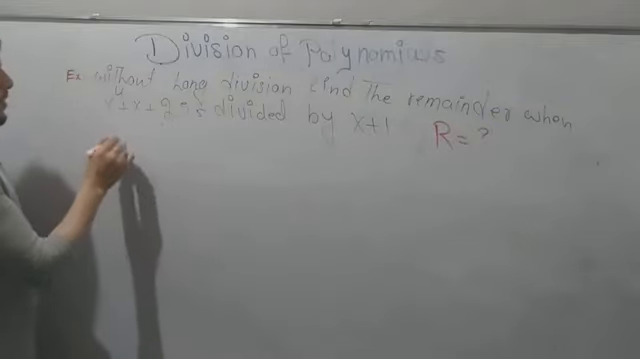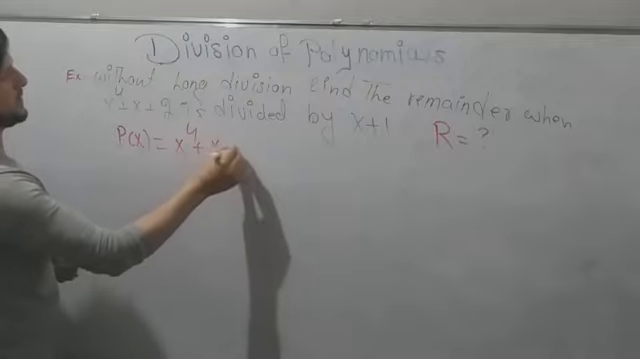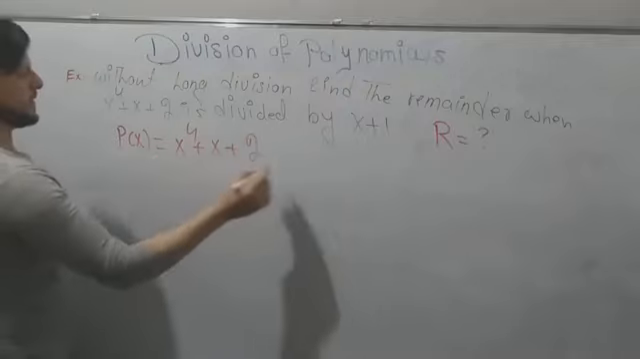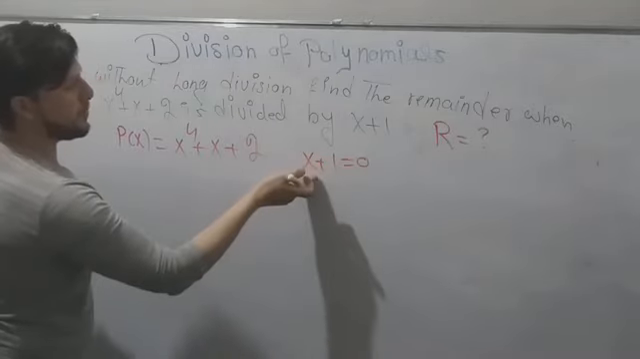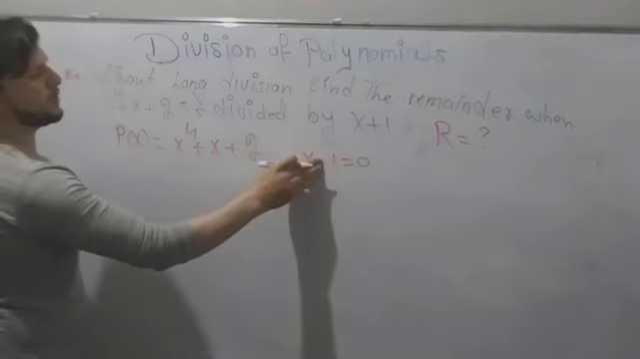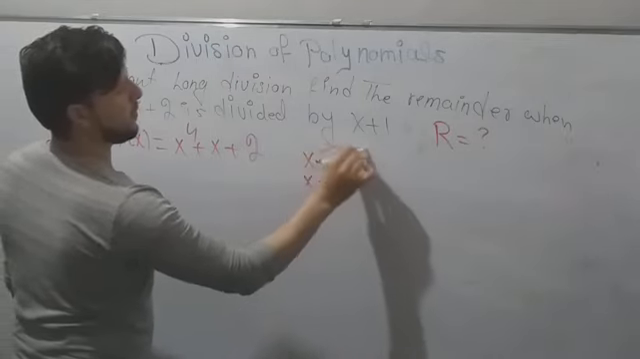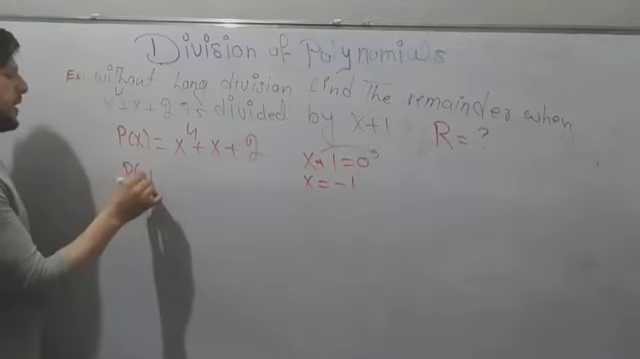Here is a polynomial. So p(x) is equal to x⁴ plus x plus 2. Set x plus 1 equal to 0. Here, can you find x? Yes, x is equal to negative 1. So find p(negative 1).